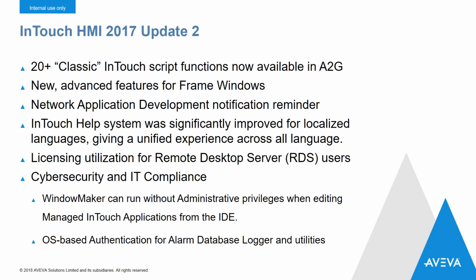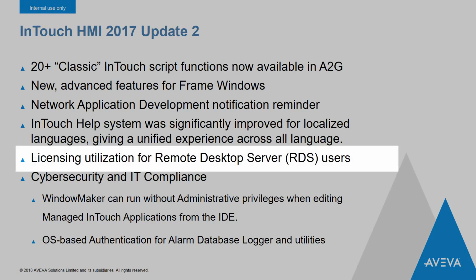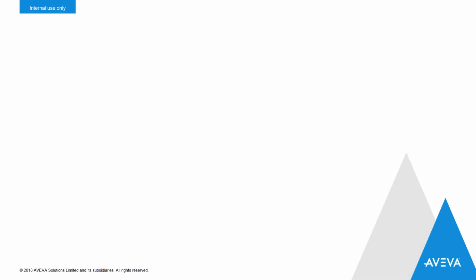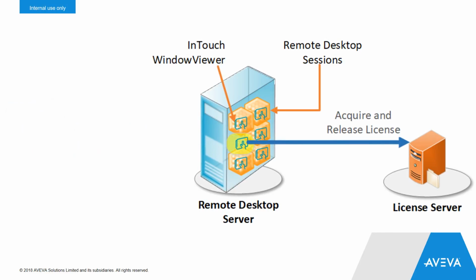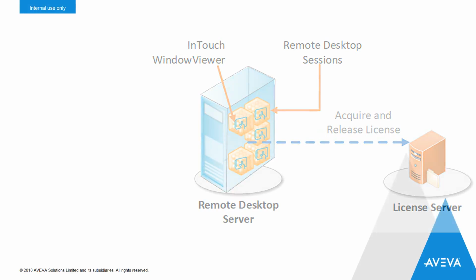For those of you that use remote desktop servers and remote desktop clients to access InTouch, we've made some updates to the way that InTouch acquires and releases its licenses when used in a session on a remote desktop server. The first change was to ensure a more reliable license release when the remote desktop server terminated a session out from underneath us. This prevents stranded licenses due to network glitches or folks simply forgetting to close Window Viewer before they terminate their RDP client.